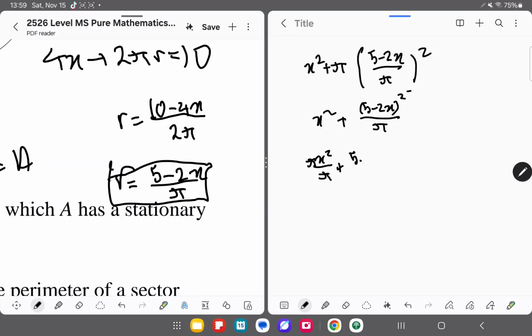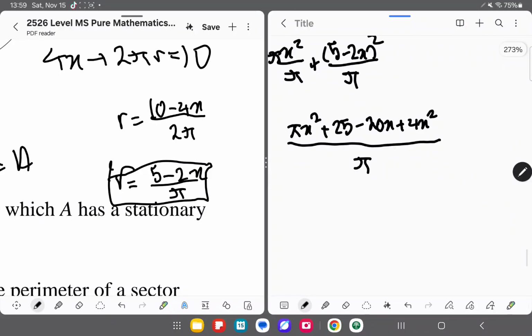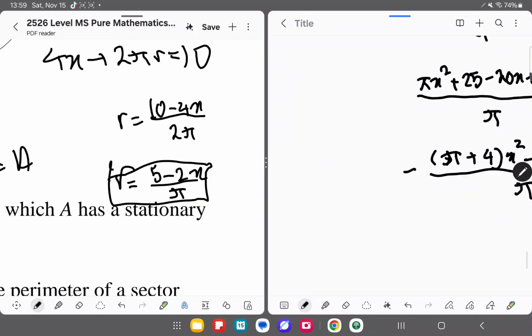Plus (5 minus 2x) in parentheses squared over pi. I expand 5 minus 2x to get 25 minus 20x plus 4x squared, plus pi x squared over pi. And then I simplify it, so I get only the coefficient of each power of x. So now I add pi plus 4, and there's x squared minus 20x plus 25 over pi is equal to the area.